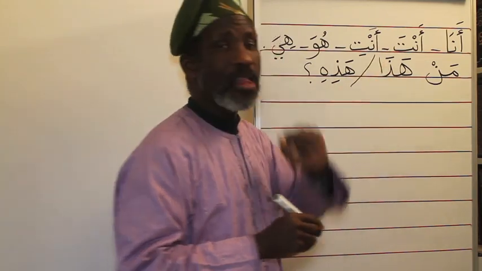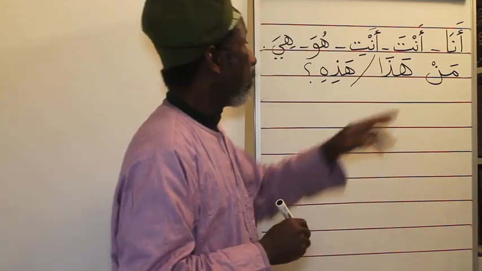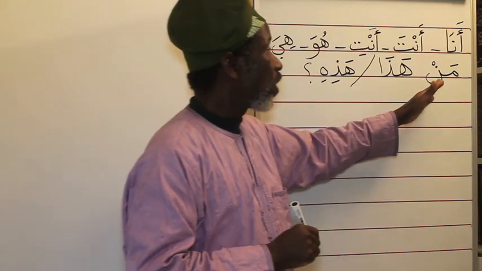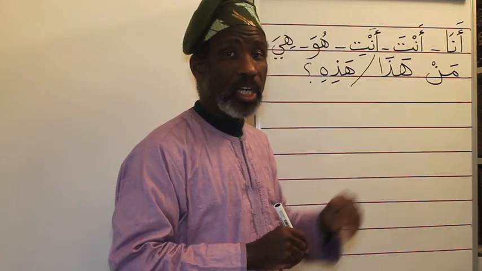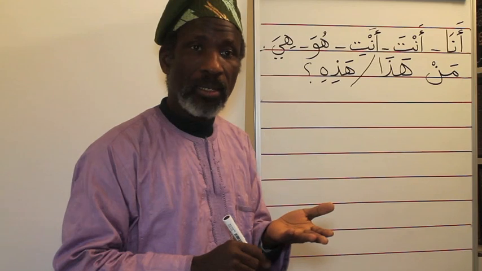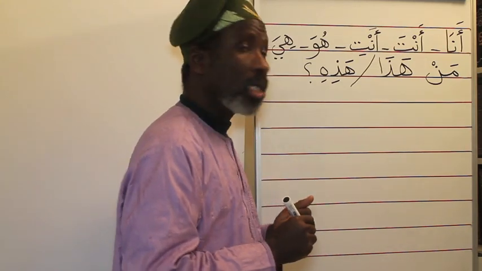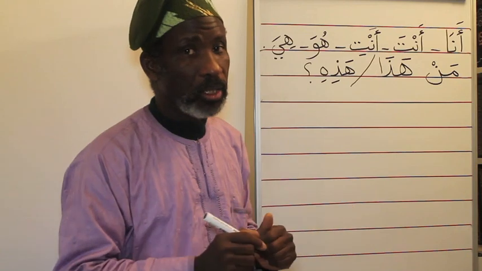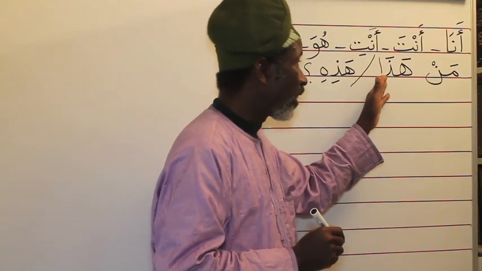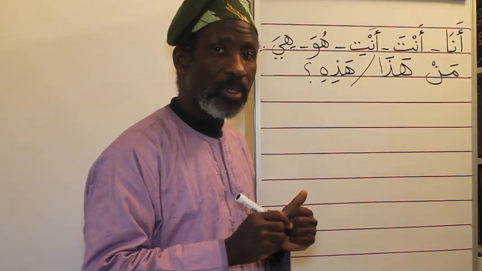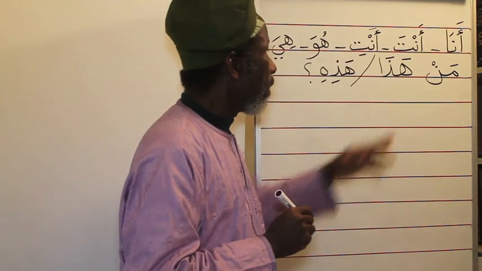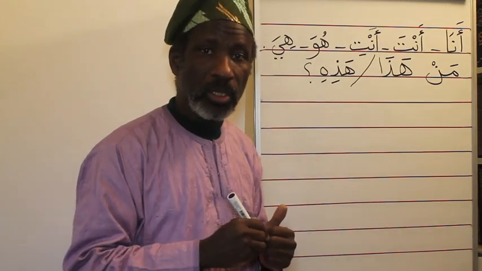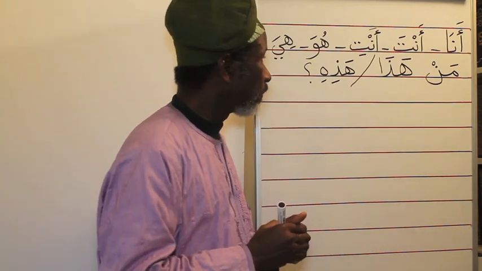من هذا؟ من هذه؟ Man is "who is this?" Referring to a male, من هذا؟ You can say هذا معلم. This is a teacher. من هذا؟ هذا معلم. This is a teacher. من هذه؟ هذه معلمة. This is a female teacher.